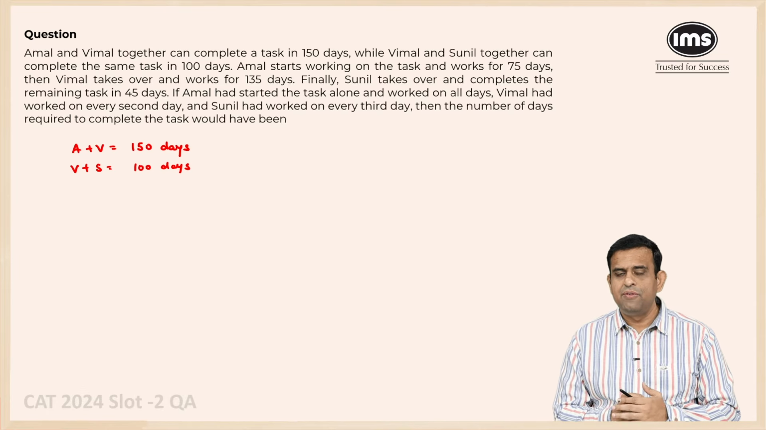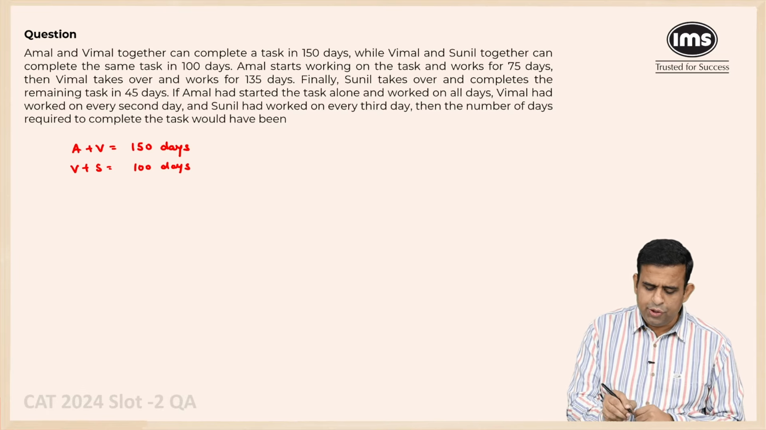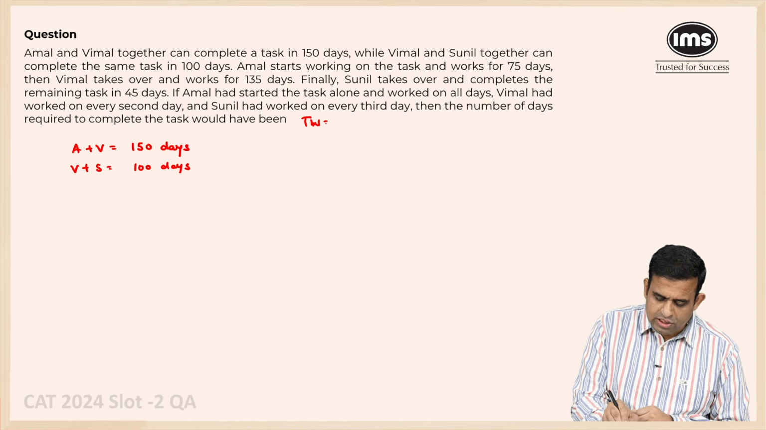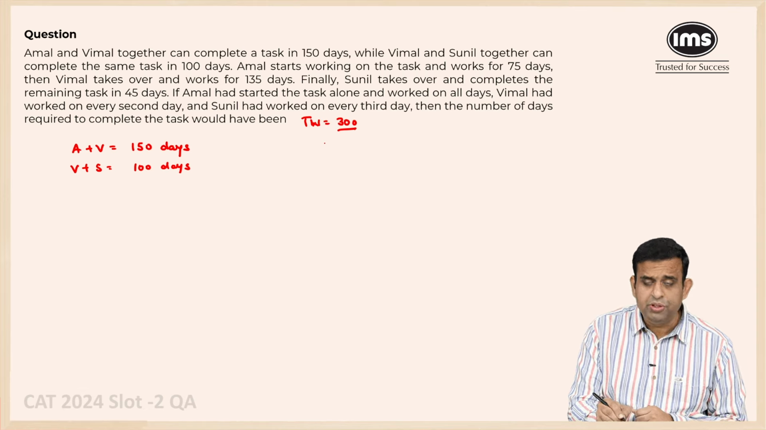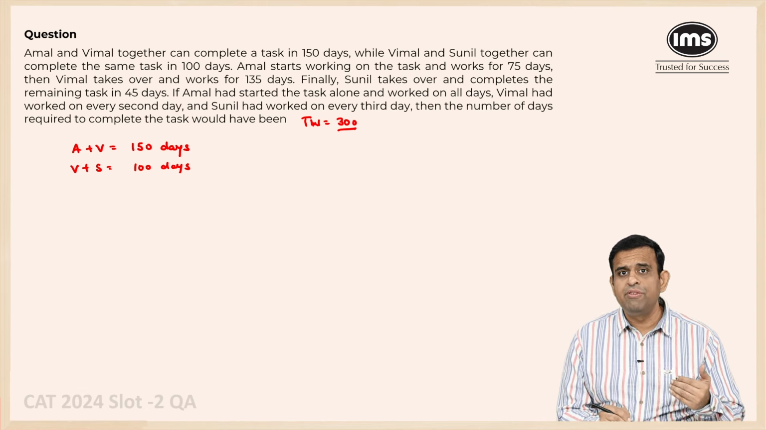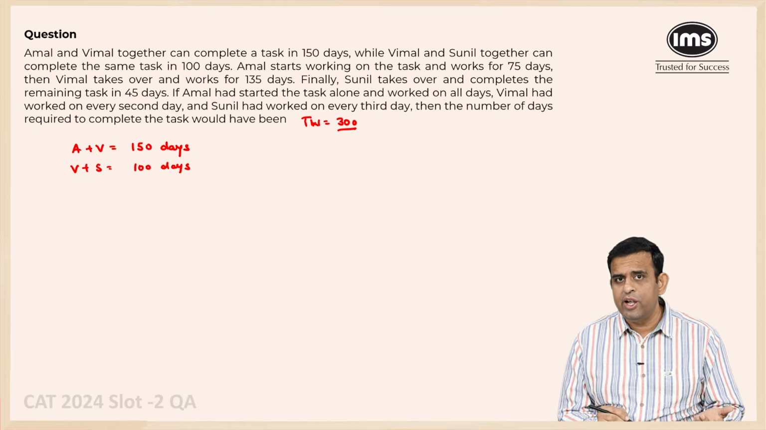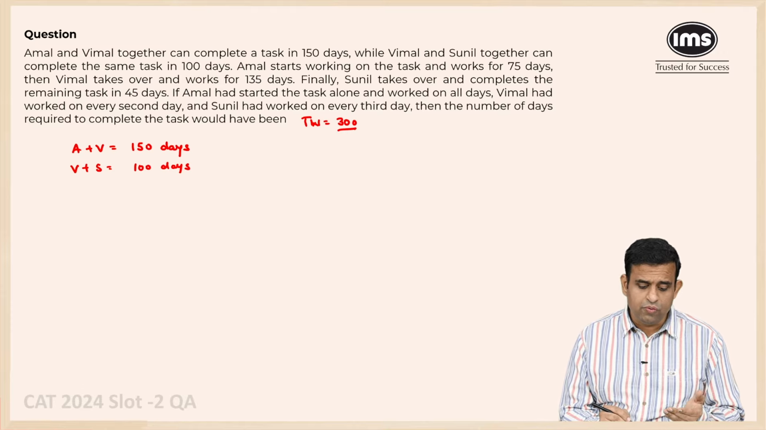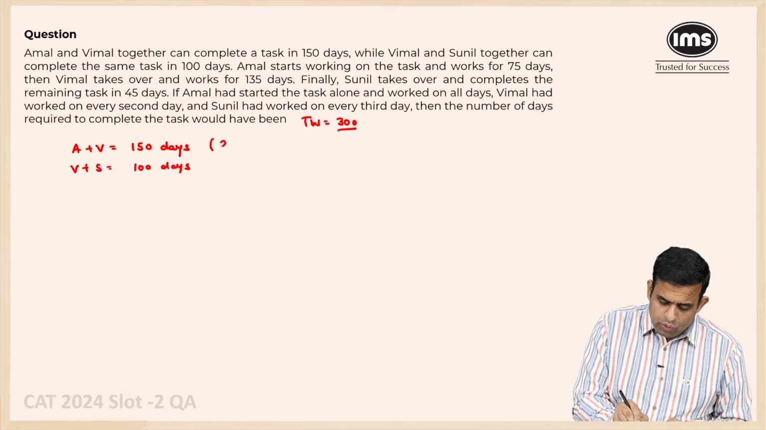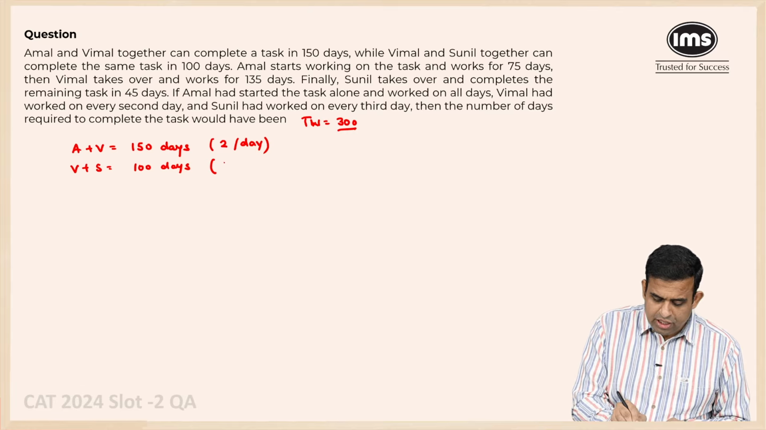So again, to start with this particular problem, we can be tempted to take total work as a potential 300, which happens to be the multiple of the number 150 and 100. So one can say efficiency, the per day rate of work or per day efficiency of A and V will become 2 per day. And for V and S, it will become 3 per day.